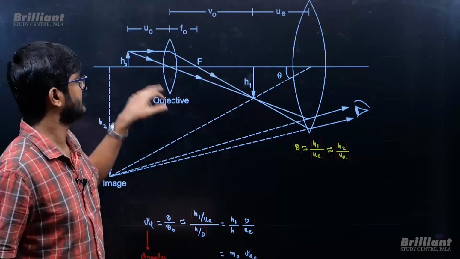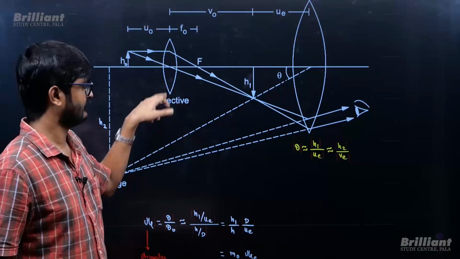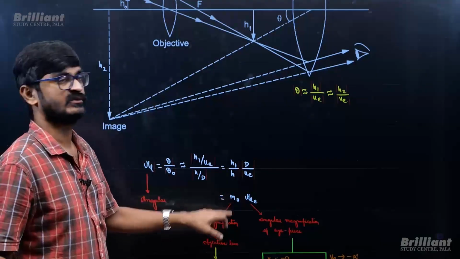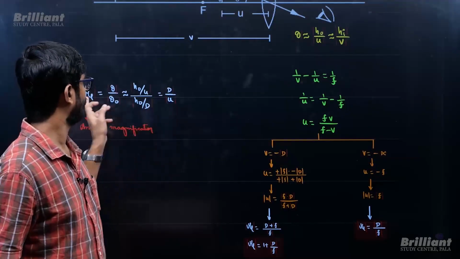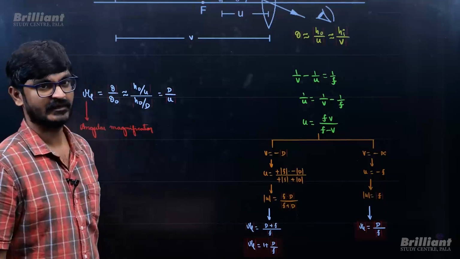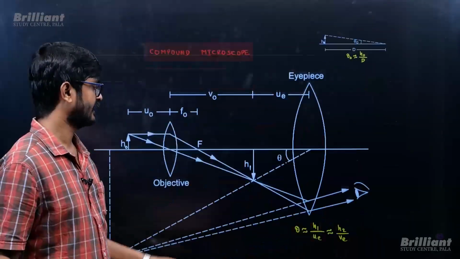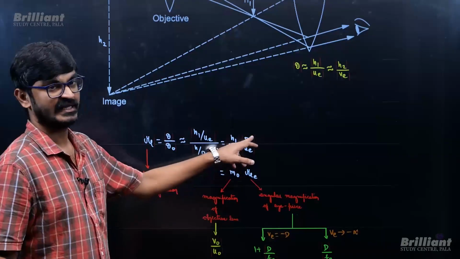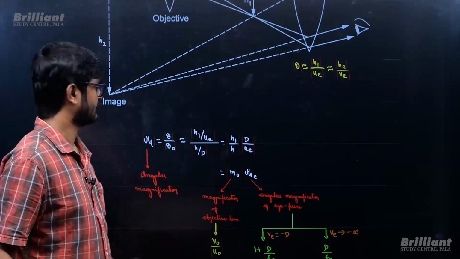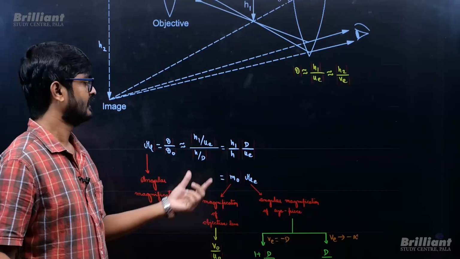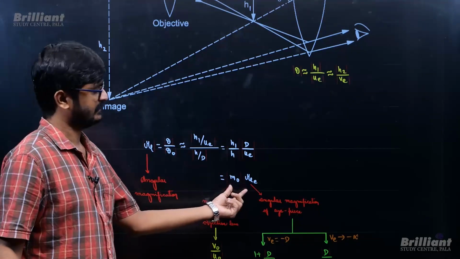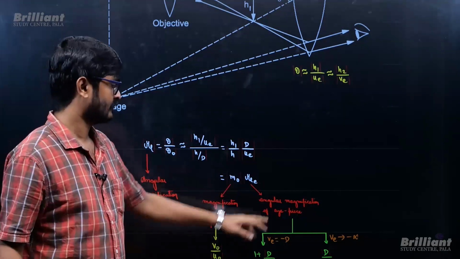So h1 by h naught is nothing but magnification due to first lens. Now d by ue, we have already seen d by u is nothing but angular magnification of the lens. So we are getting d by ue, and we are going to call it angular magnification of eyepiece. So this is easy to remember. Angular magnification of compound microscope looks like magnification of objective lens into angular magnification of eyepiece.